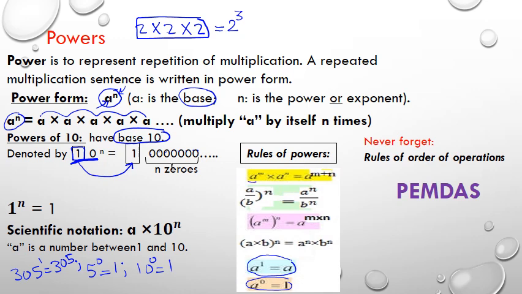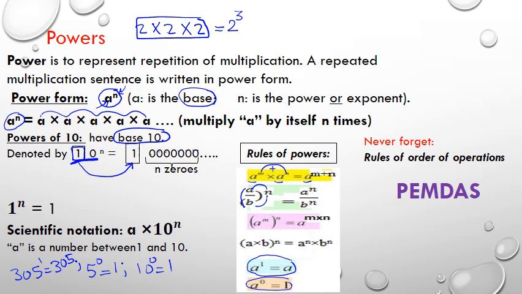So if we are multiplying powers of the same bases, the base stays the same and we just add their powers. If we have now a over b, all of it to the power n as a fraction, then this power is for a and also for b. So a is to the power n over b to the power n.